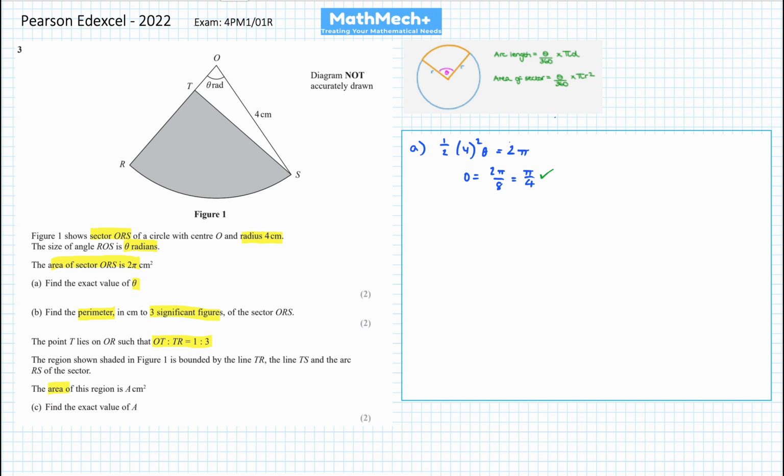Next, find the perimeter to 3 significant figures for this sector. So the length of the arc is what we really need. We have our radius already. So 4 times pi over 4. You can cancel out the 4's. It is equal to pi.